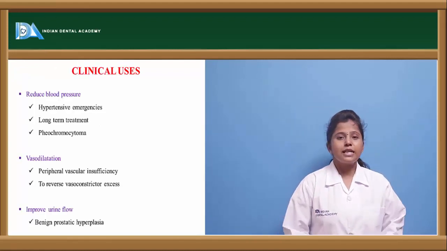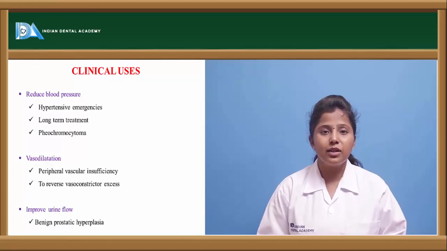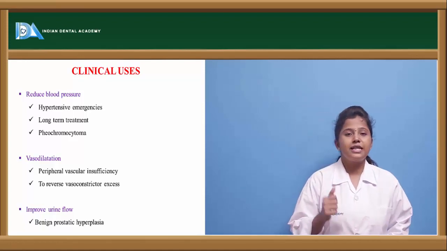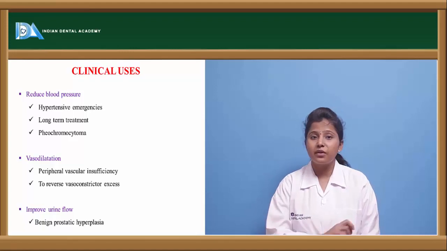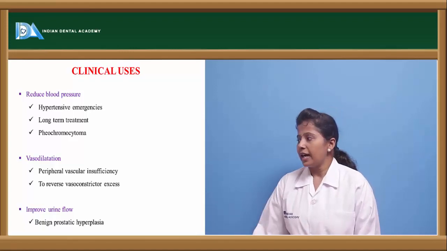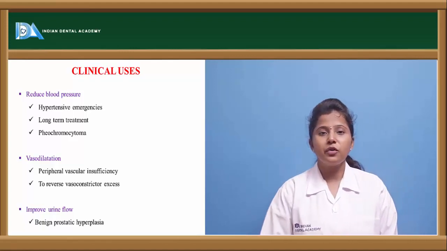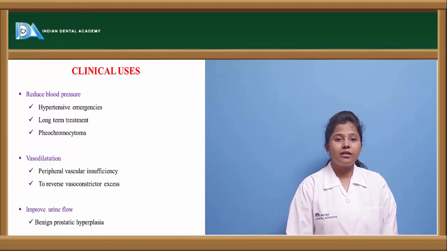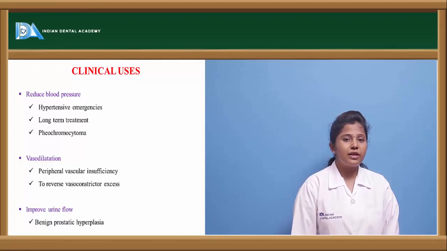What are the clinical uses? What are the generalized clinical uses of all these alpha receptor antagonists? Here they will aid in reduced blood pressure. Reduced blood pressure can be observed in various situations like hypertensive emergencies, long-term treatment, as well as pheochromocytoma. Pheochromocytoma is a condition where there will be a tumor of the adrenal gland, which is present on the kidney. So in all these conditions the blood pressure will be altered.